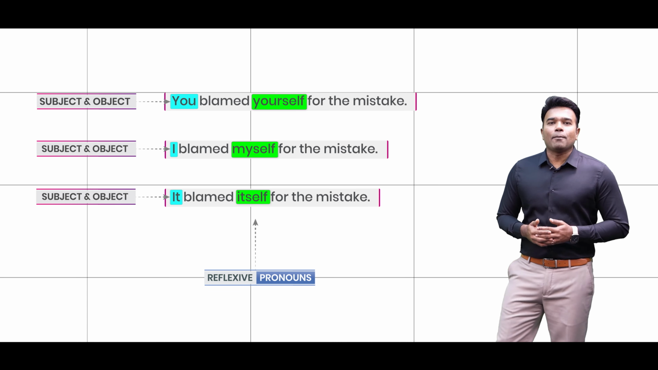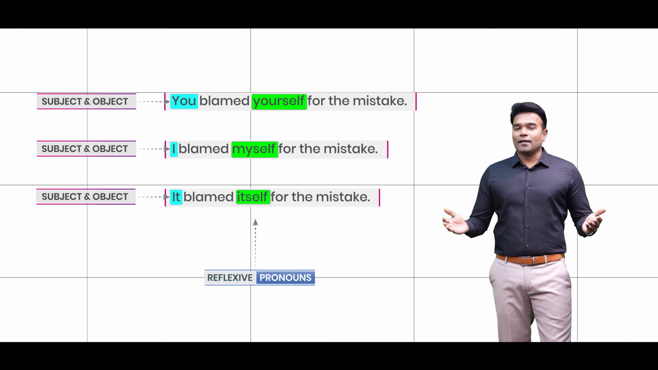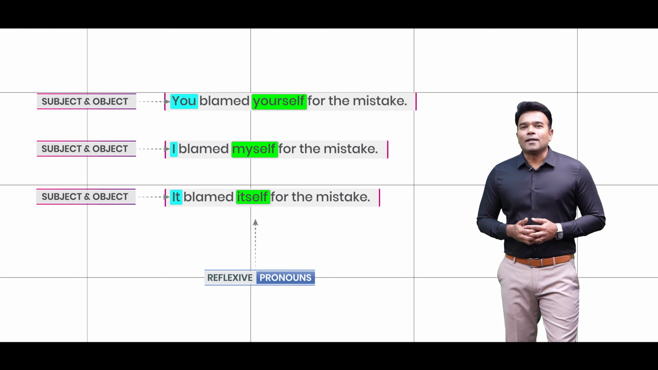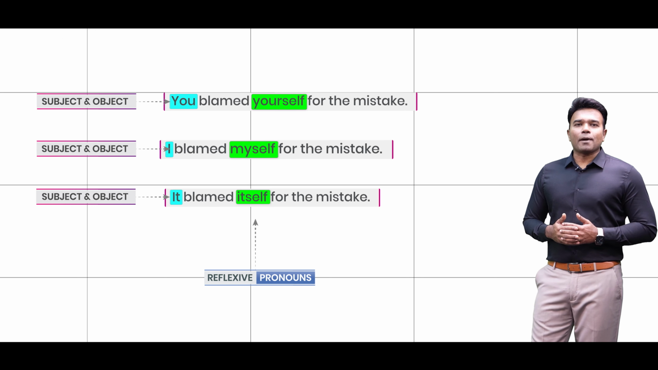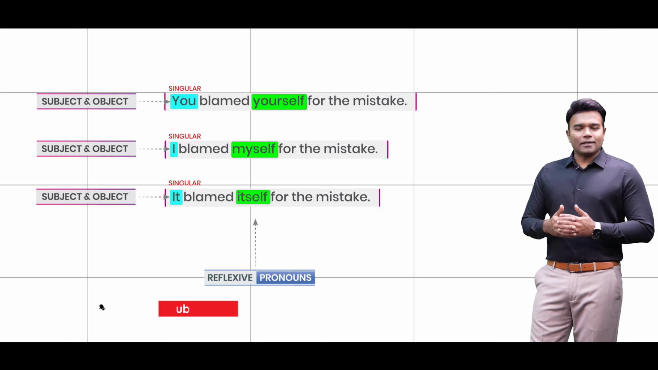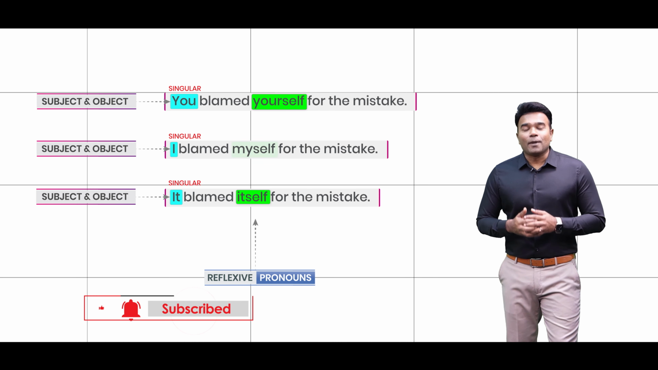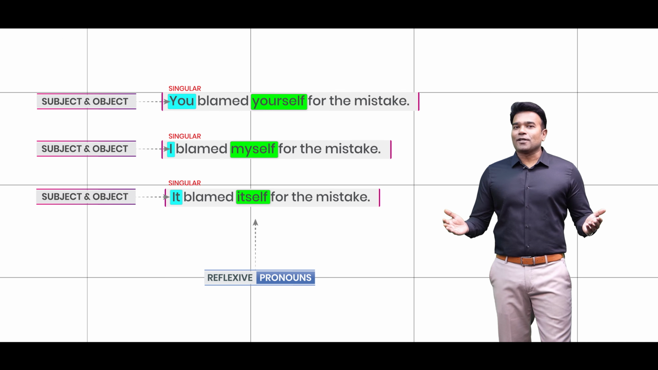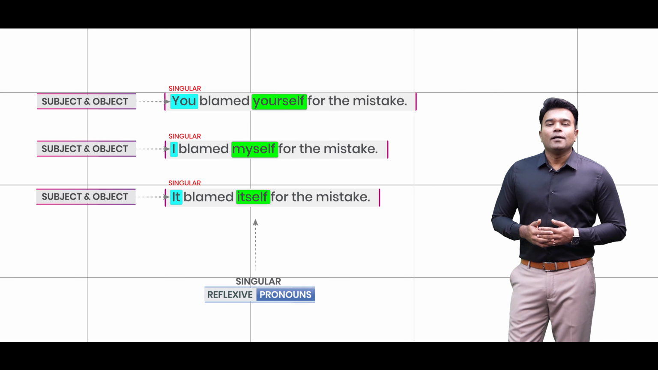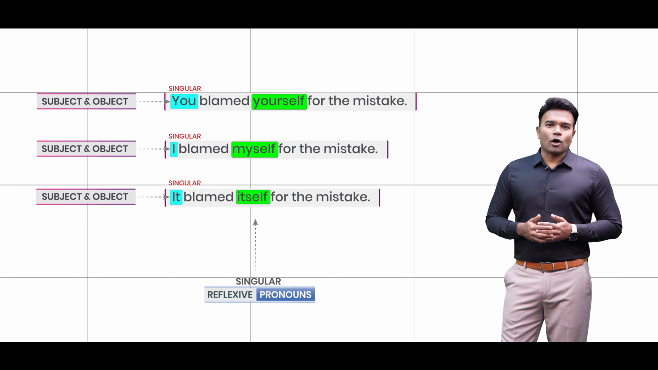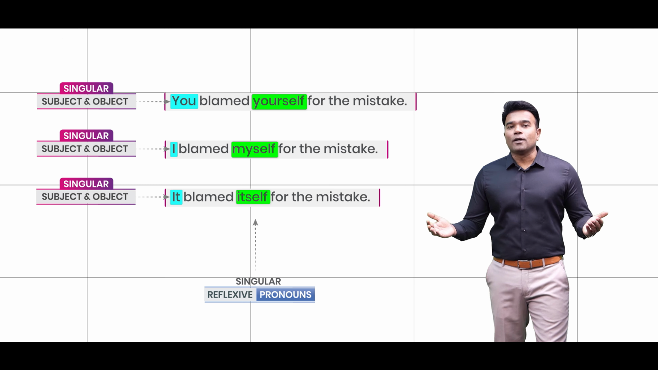And since the subject and the object of each of these sentences happen to be the same, the reflexive pronoun has been used. But then you also know that you, I, it, all of them happen to be singular. Well, that is the reason why we have made use of yourself, myself and itself, all of which happen to be singular reflexive pronouns. So I'm sure you understand that whenever the subject and the object of the sentence is singular, then the reflexive pronoun also shall be singular.